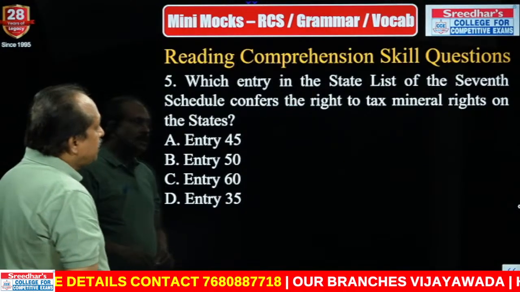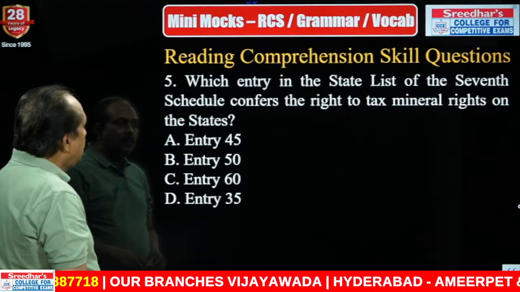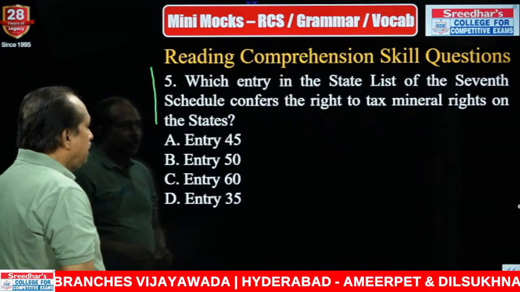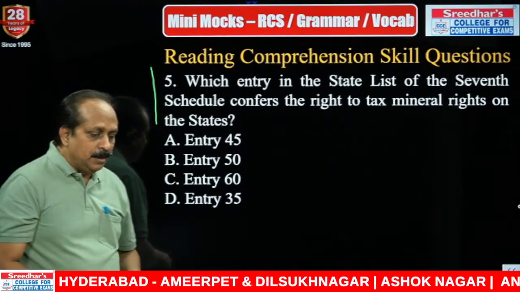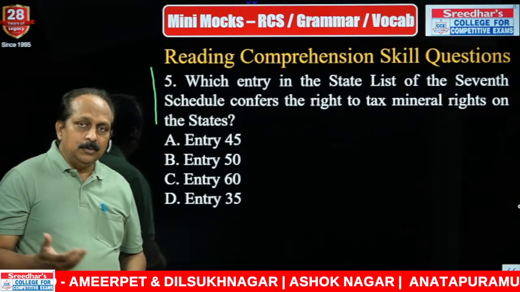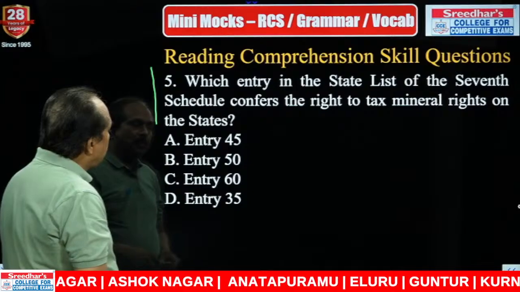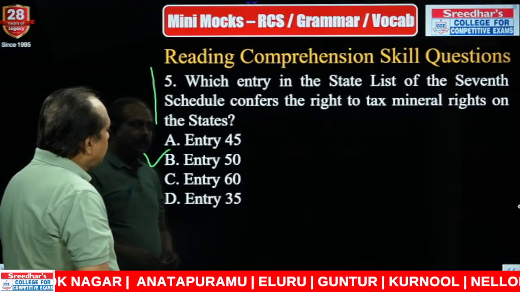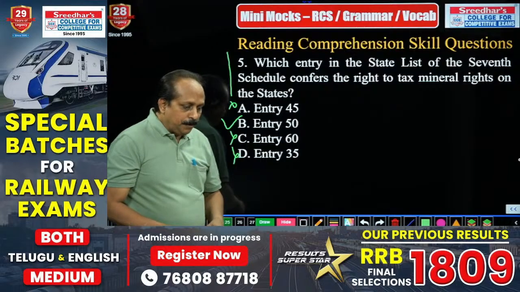Which entry in the state list of the 7th schedule confers the right to tax mineral rights on the states? In the state list of the 7th schedule, one particular entry gives the power to the states to impose or levy taxes on mineral bearing lands. Which one is that? It is entry 45, no. 60, no. 35, no. Entry 50.